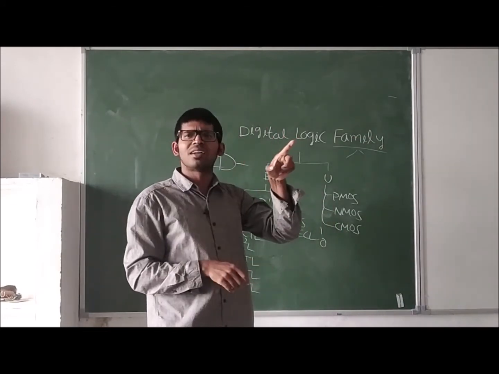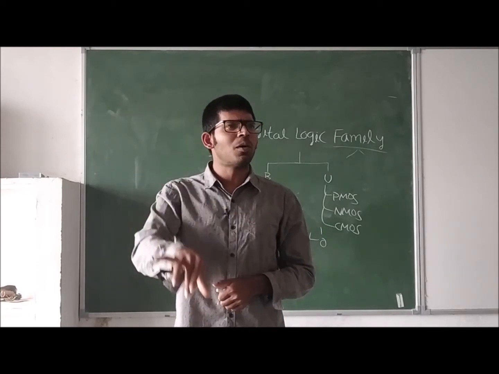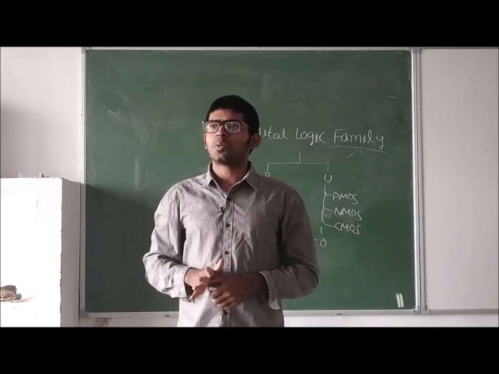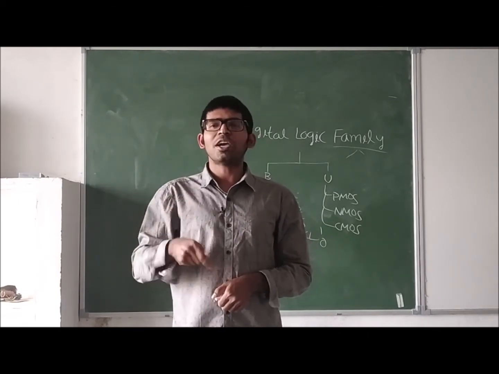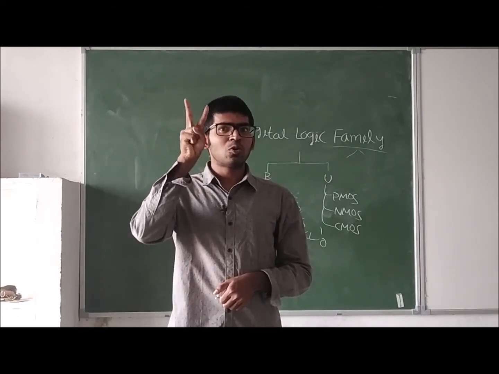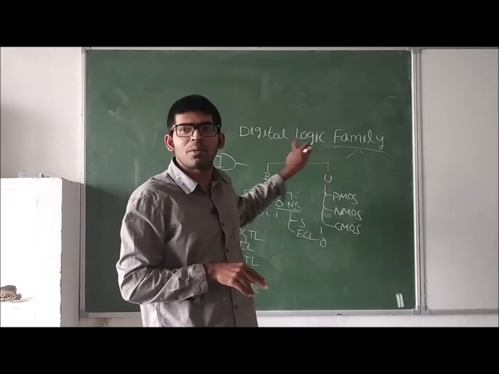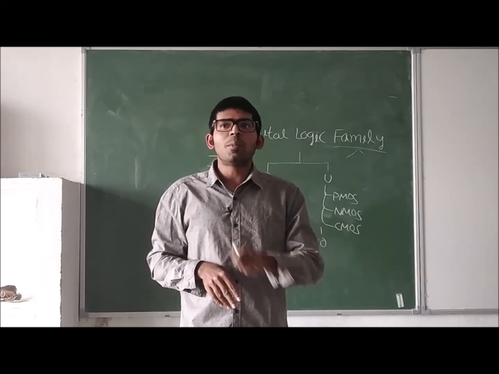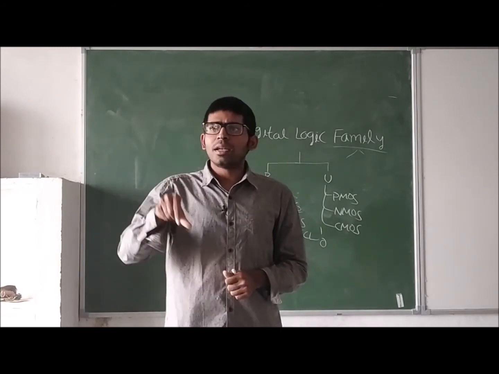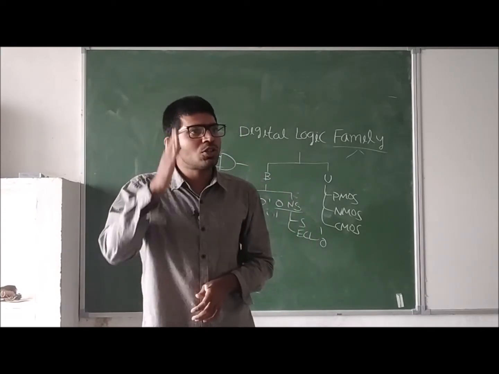Okay, how is it available in the market? Not definitely in this shape. So how is it available in the market? It is available in the form of IC, integrated circuit. Now next question, how can I manufacture that IC? I can manufacture that IC by using two technologies, either by using the bipolar technology or by using the unipolar technology.